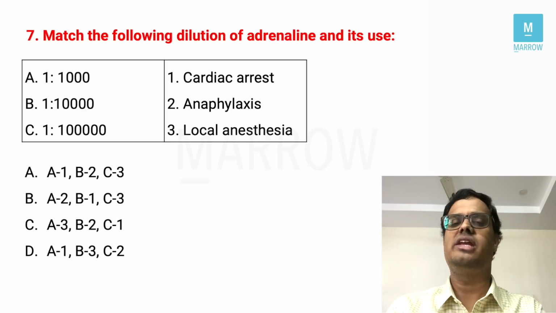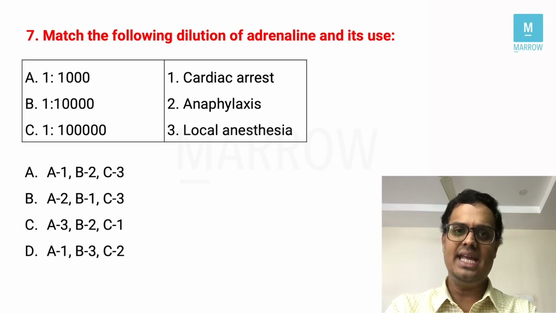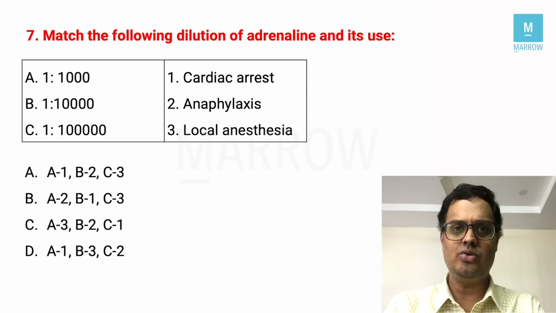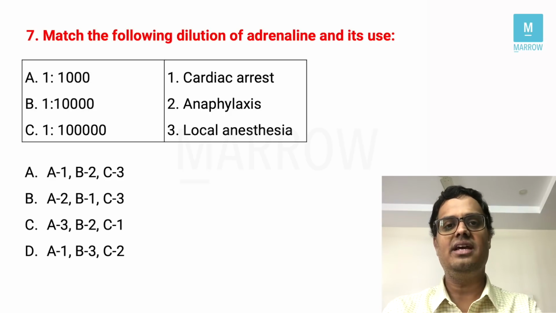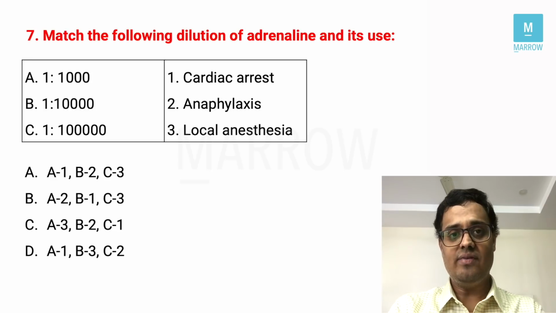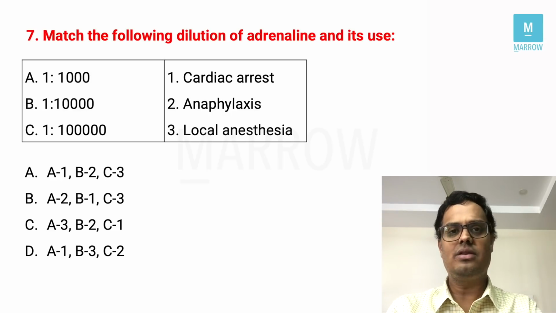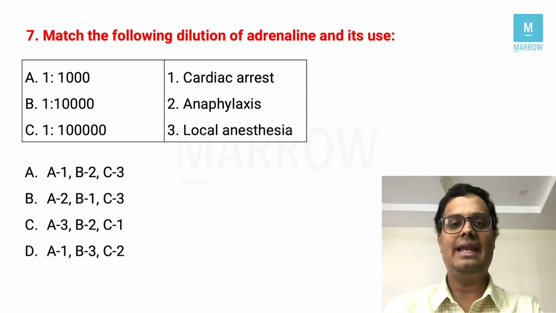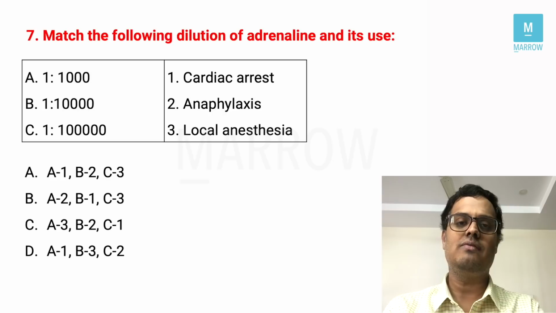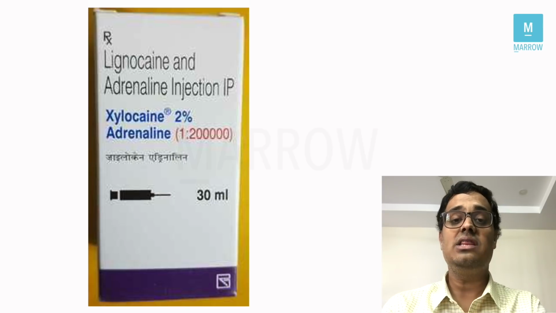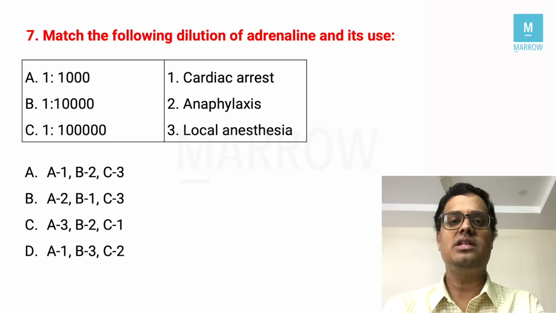So obviously, for these three options, we have discussed cardiac arrest, and we have discussed local anesthetics in the chapter of local anesthesia. I said 1:2 lakh is what we use most of the times, but here the examiner wants to confuse you, so instead of giving 1:2 lakh, he might be feeling the rhyming options 1:100, 1:1000, 1:10,000, 1:1 lakh. It's not a crime to use a 1:1 lakh dilution also. Most of the times we use 1:2 lakh concentration, as you can see in this picture. 1:2 lakh concentration means it contains 5 micrograms per ml. So this is about the 7th question, the dilutions of adrenaline.